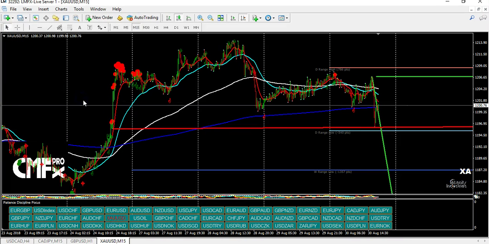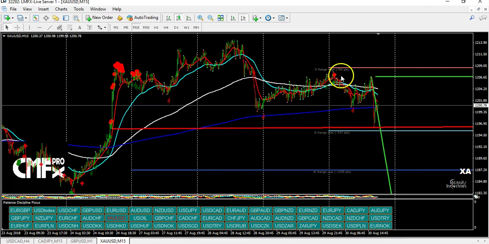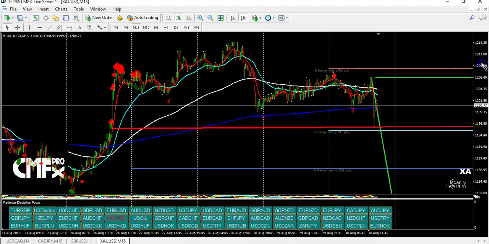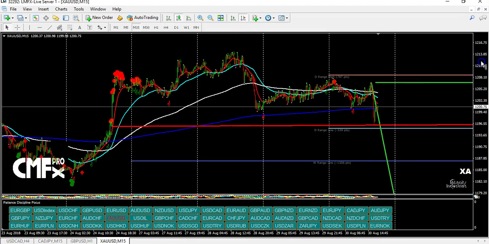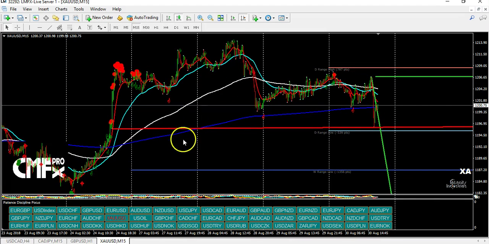Gold. This was a new zone created. I kept testing off of here. No real important ranges. Let's see.